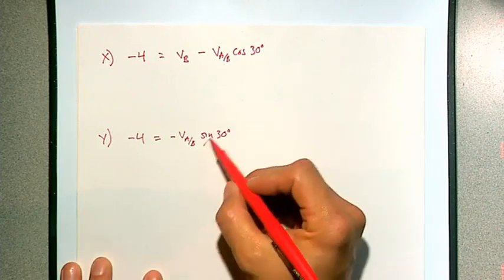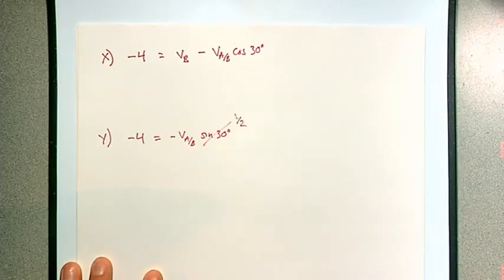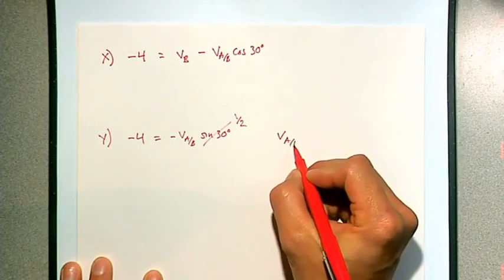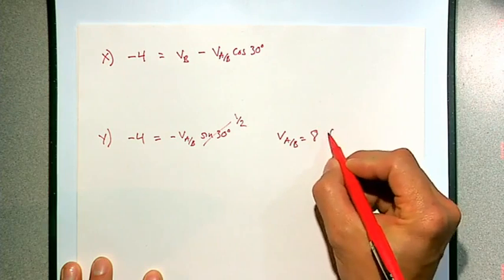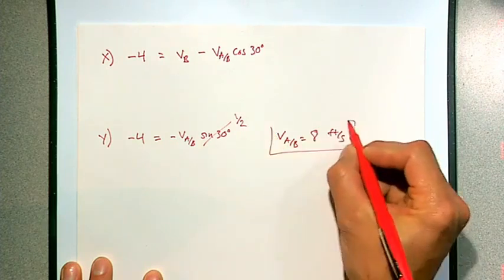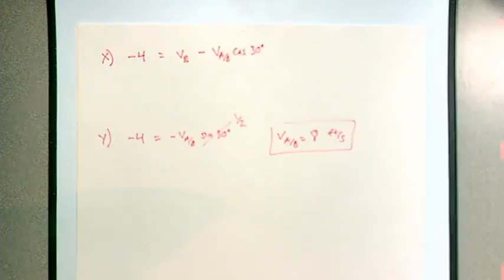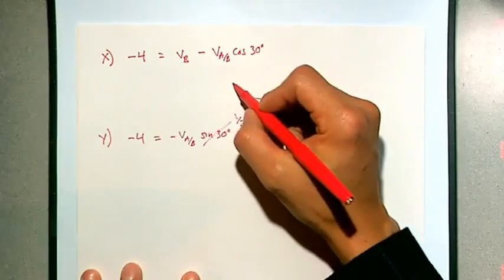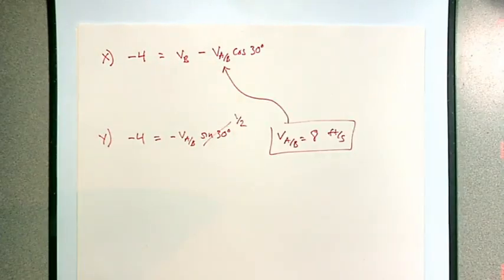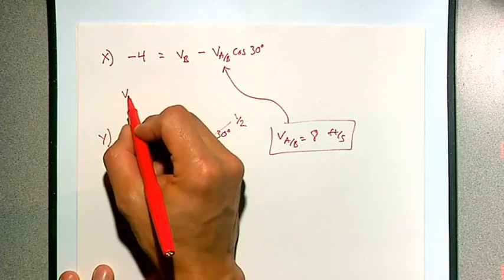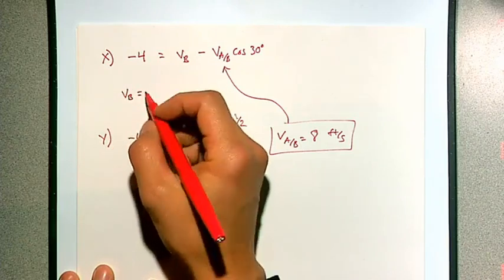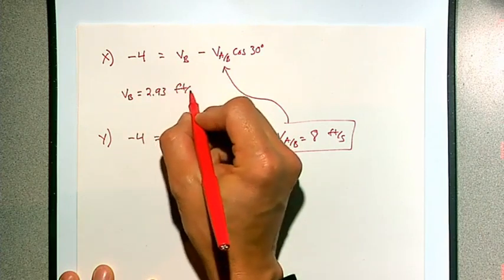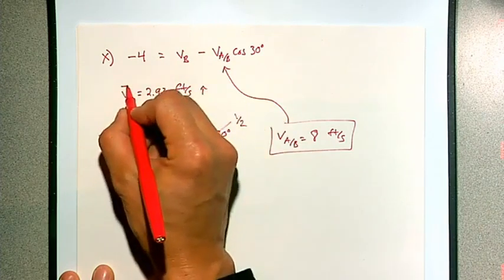So sine of 30 is a half. V of A with respect to B is 8 feet per second. Take that, plug it back in, and you'll find VB: 2.93, and that's in the i direction.